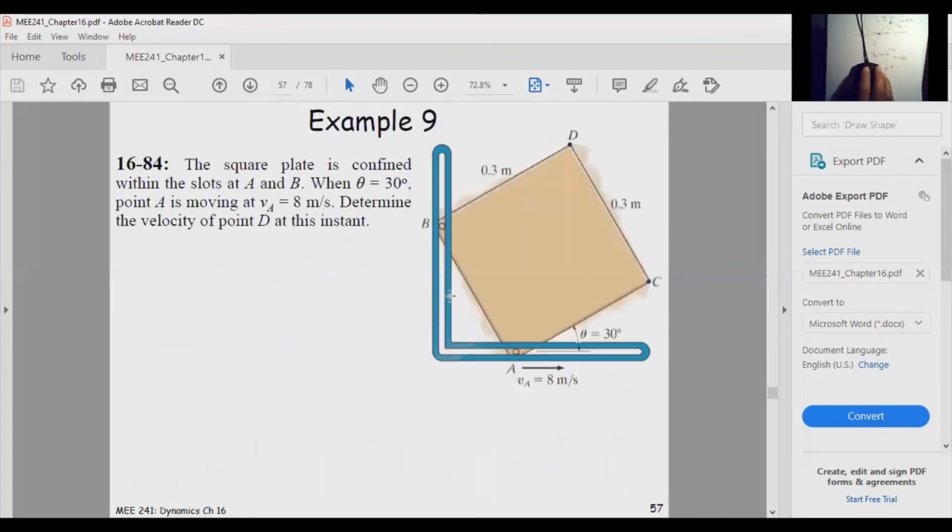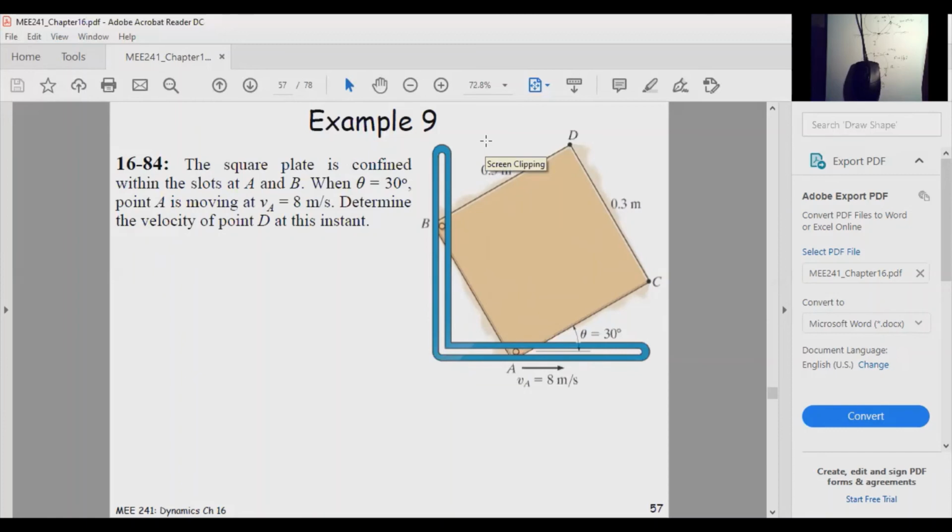Okay, let us work on this problem right now and see how we can solve this one. So here we have this plate, and A and B are sliders, basically, or slots. And we're trying to find the velocity of point D based on the velocity of point A. So how would you guys think about this problem? We're trying to find the velocity of D. Can you guys tell me how I can solve this?